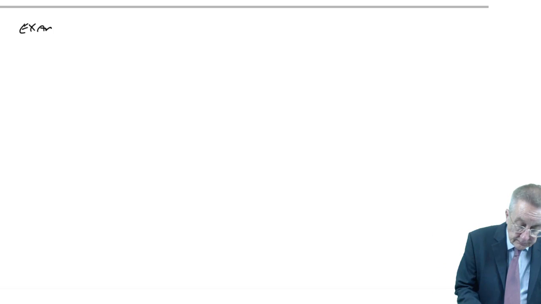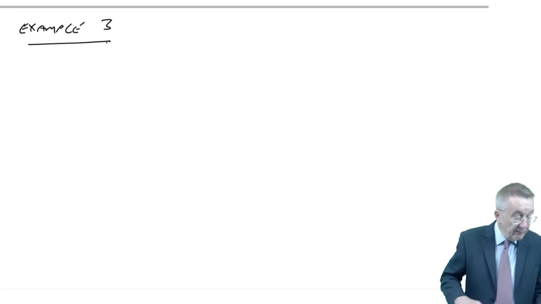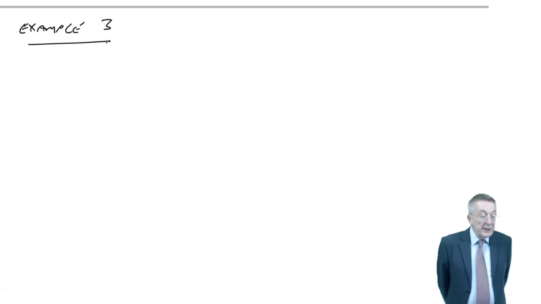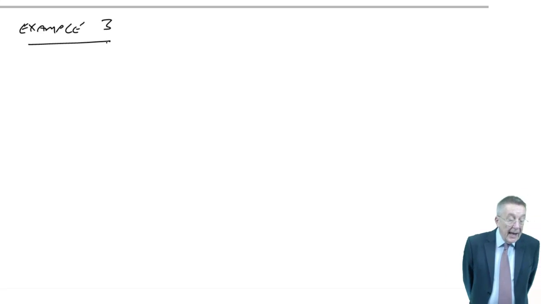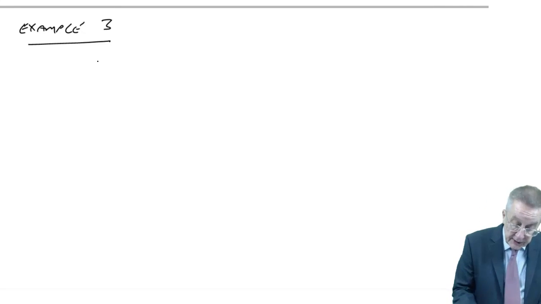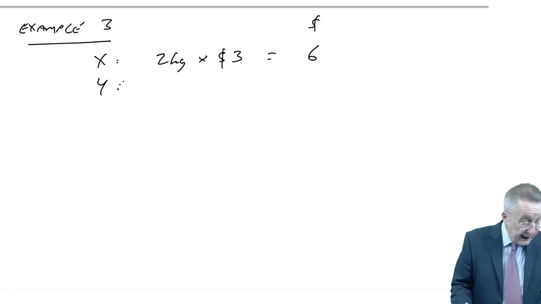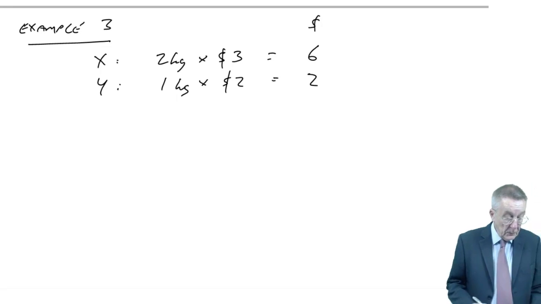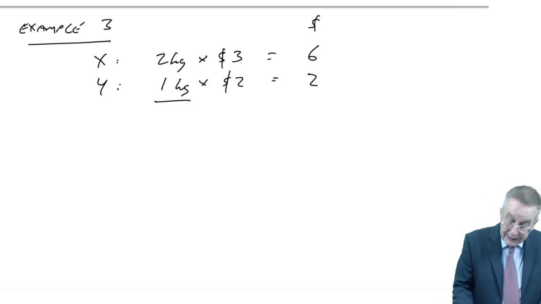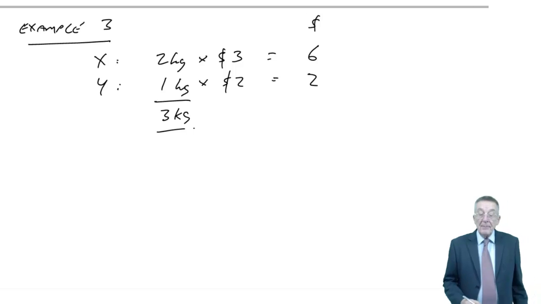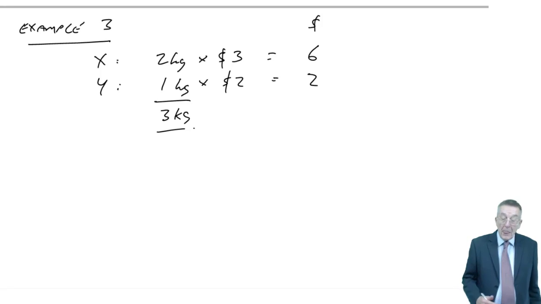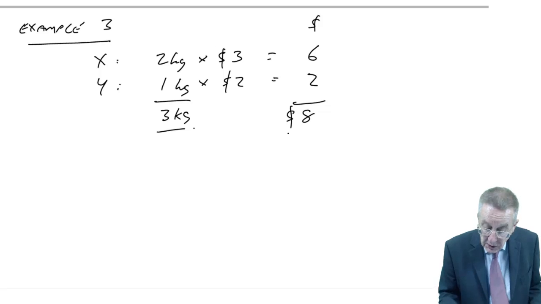Example 3. The standard material cost per unit of a product is as follows. Material X, 2 kilos, $3 a kilo, $6. Material Y, 1 kilo, $2 a kilo, $2. And so in total, every unit should need 3 kilos of material, and each unit should cost in total $8.